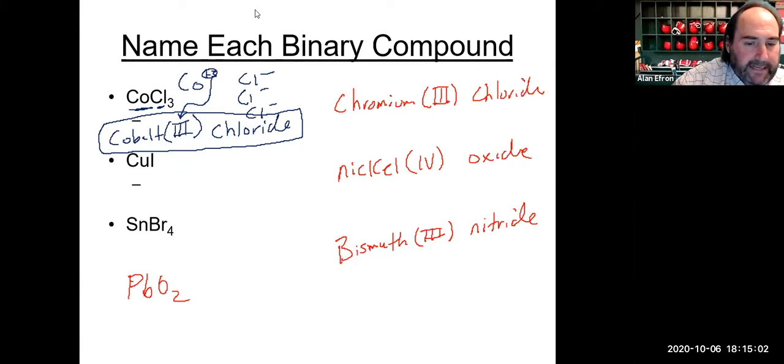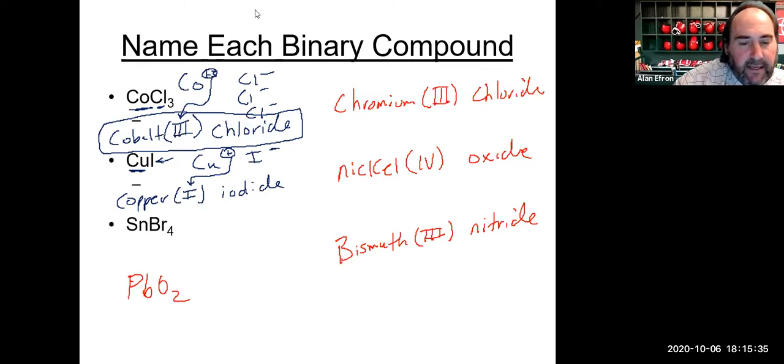All right, coming down here, copper, which is also a transition metal, again, going to tell us we need to figure out our charge on it. We have I, which is group 7. That means that the I has a minus 1 charge. So to balance it out here, the copper does need to have a plus 1 charge. That means that we would have copper Roman numeral 1, again, for the charge that's on the metal. And iodine becomes iodide, IDE, at the end of it.